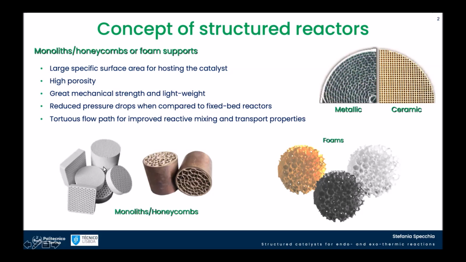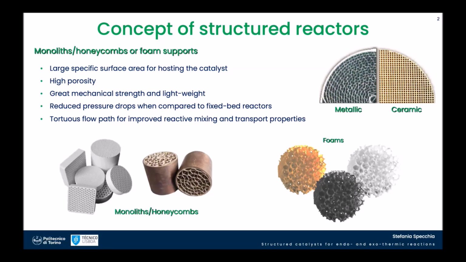That could be either ceramic or metallic. For example, the systems we have to treat the exhaust gases in our cars are made of monoliths with a catalyst. But as an alternative, we can also use foams, where the concept is exactly the same, but the structure is completely different. You see, we have a kind of spongy structure. So the fluid dynamics is completely different compared to the monolith or the honeycomb.